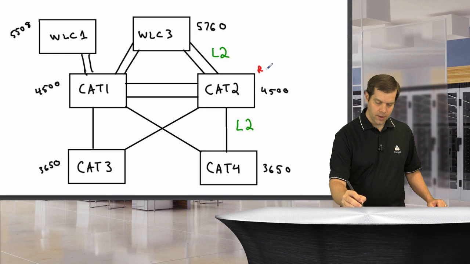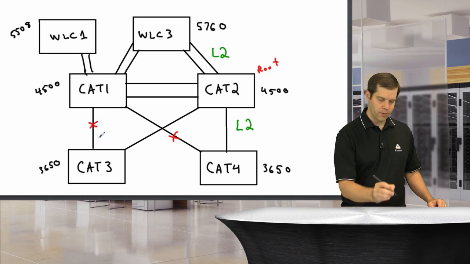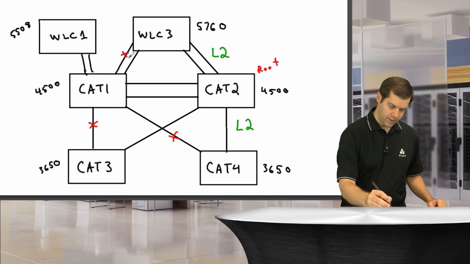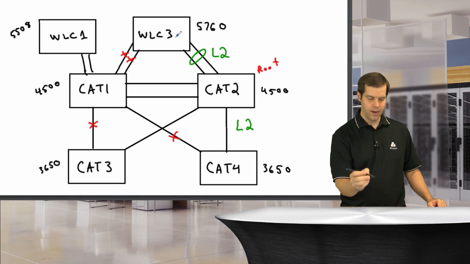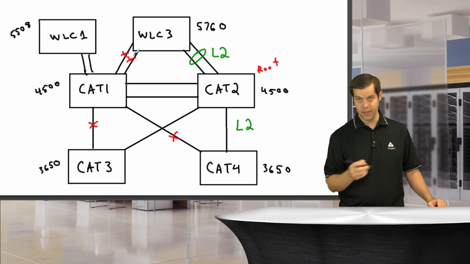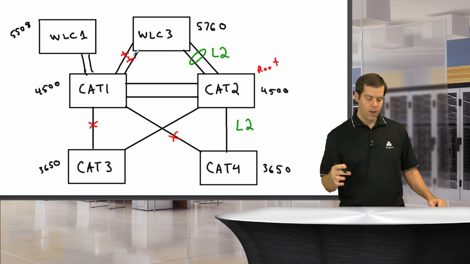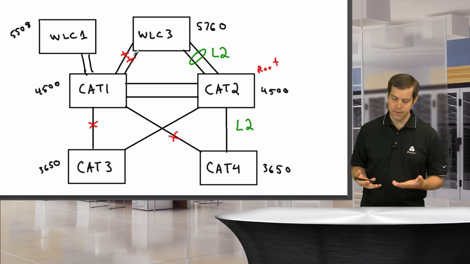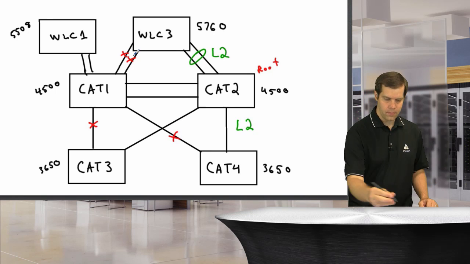If switch 2 is our root, then probably this link is blocked between 1 and 4, and the link between 1 and 3 is blocked, and these links are probably blocked too. Maybe you are doing an EtherChannel here, so at least you have two links there, but these two links over there are definitely blocked whether you're doing an EtherChannel or not on that side. So we're not using all of our links to their fullest capacity.